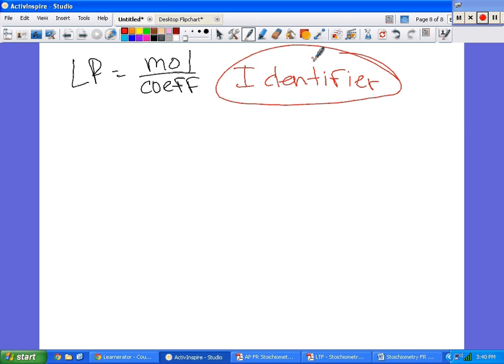Now, the LR, well, let's check this. Let's do this a little bit different. All right, so we're going to do CO because we have it. 0.626 moles. What is the coefficient on the CO? Look back at the balanced equation. 3. Somebody plug that in for me real quick.